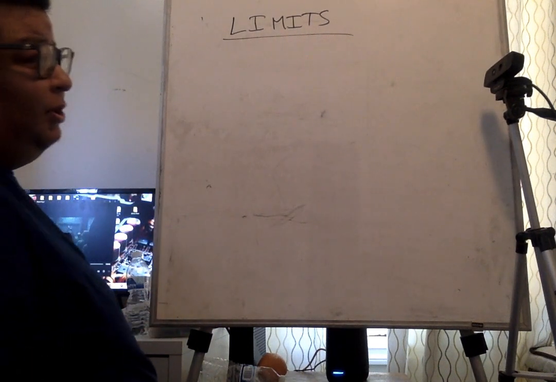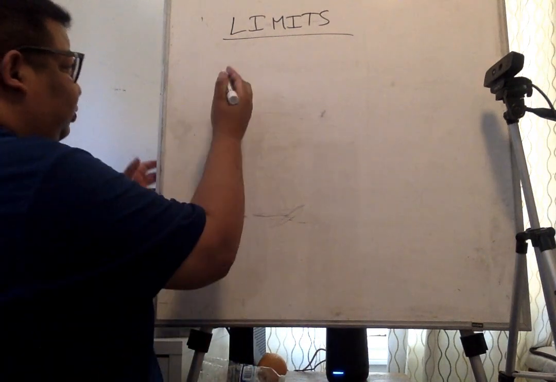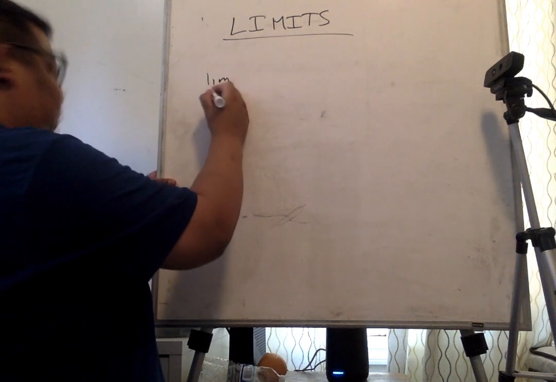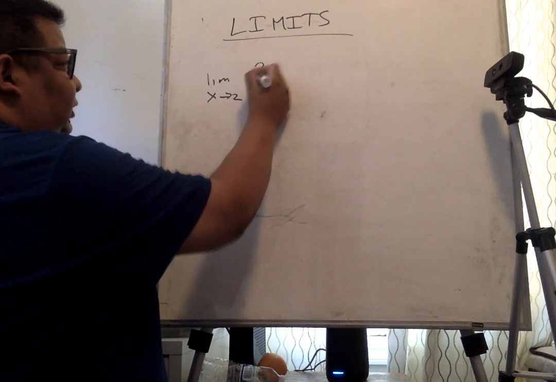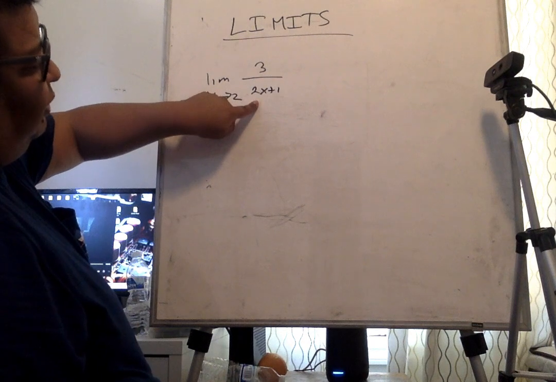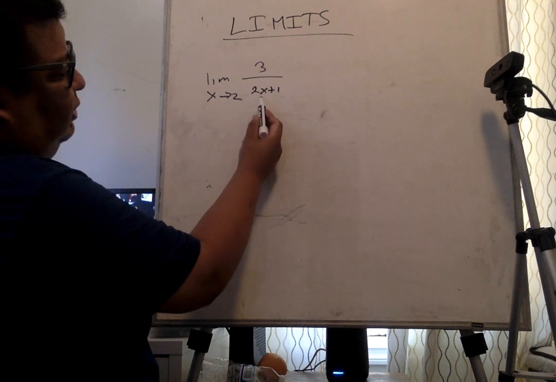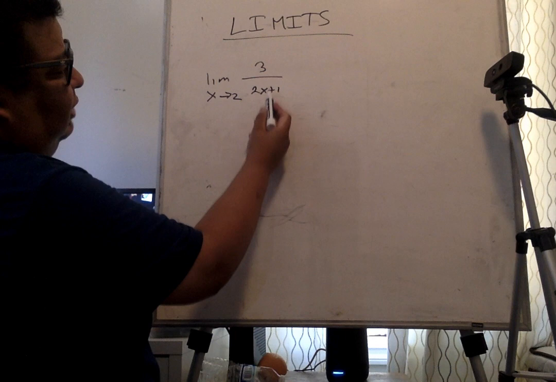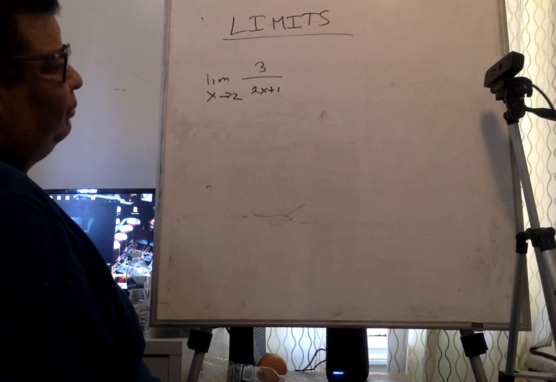The next type of problem is a rational function. Rationals, you have to be careful, and I'll show you why. We're gonna look at this one. Limit as x approaches 2 of 3 over 2x plus 1. In this case, you always plug it in. But what if, for example, your c value, the number you're approaching, makes the denominator 0? Then you cannot do it a regular way. You have to do it another way, and we're gonna learn later how to do those type of problems.